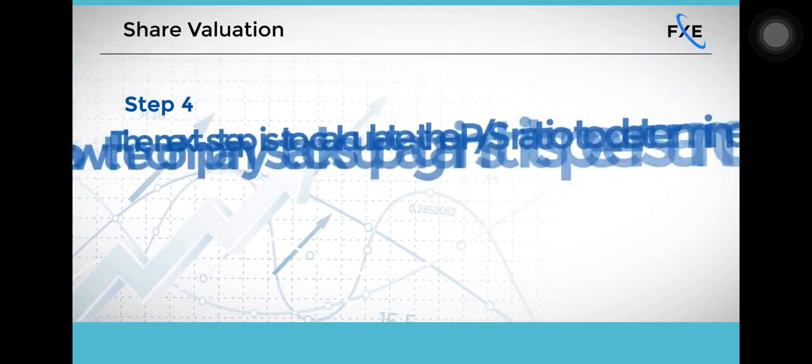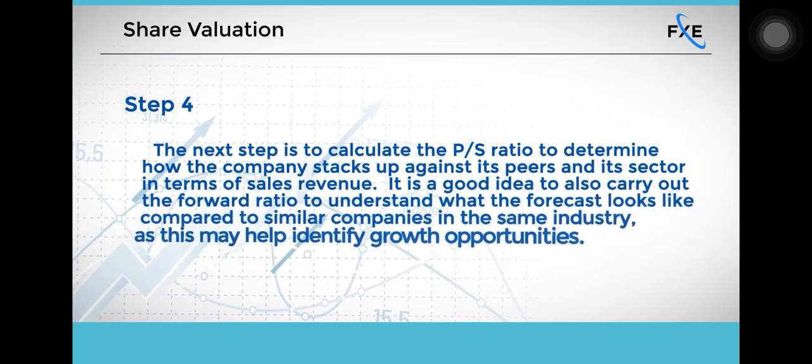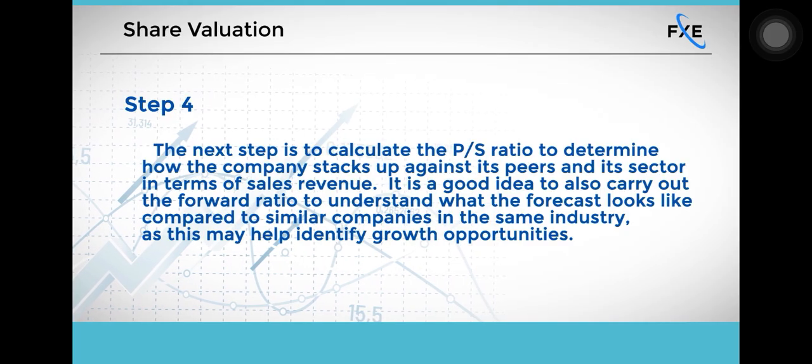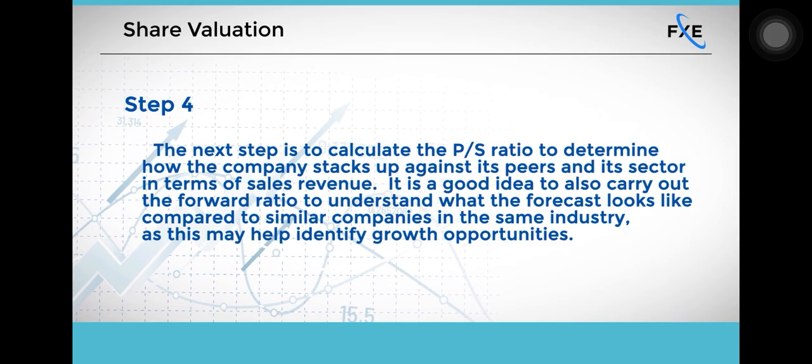Step 4. The next step is to calculate the PS ratio to determine how the company stacks up against its peers and its sector in terms of sales revenue. It is a good idea to also carry out the forward ratio to understand what the forecast looks like compared to similar companies in the same industry, as this may help identify growth opportunities.